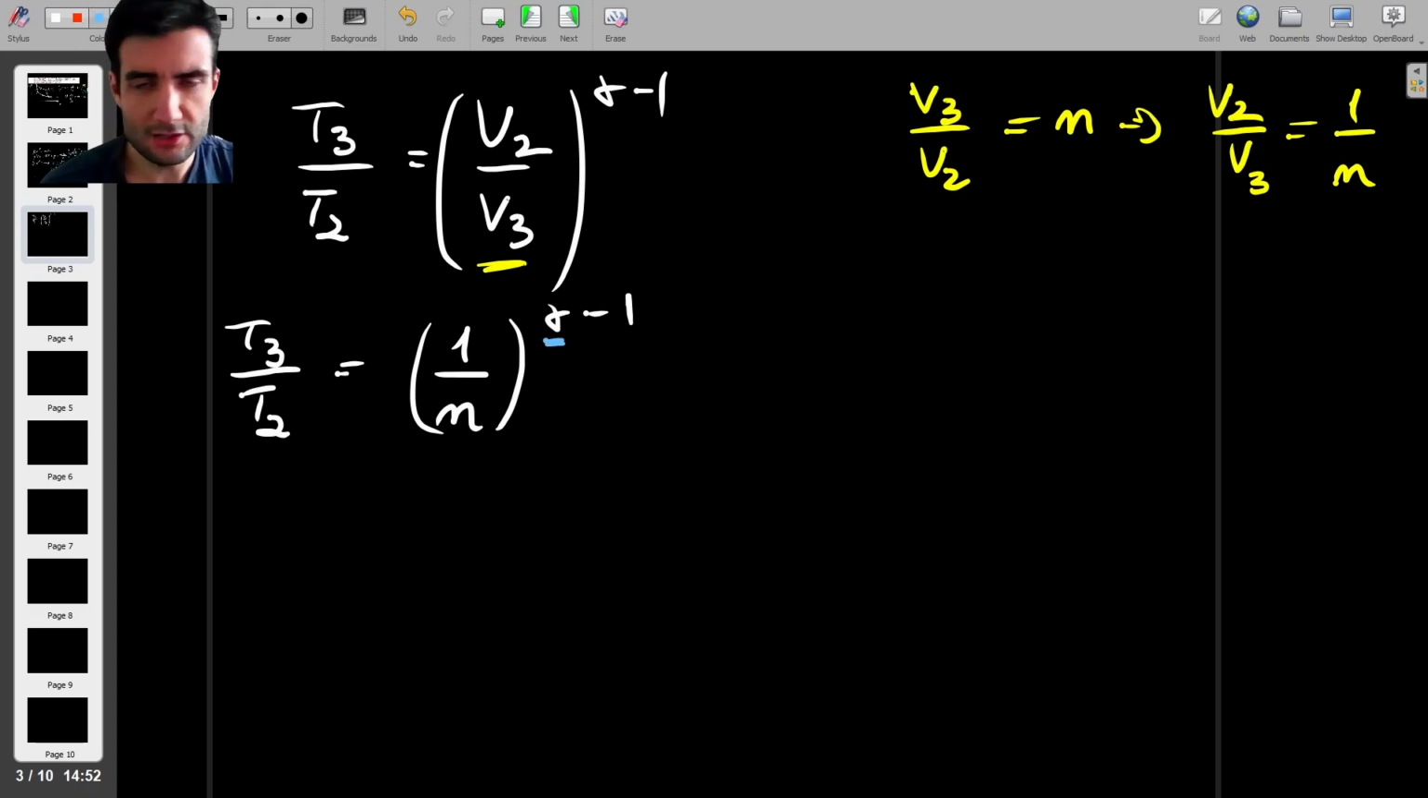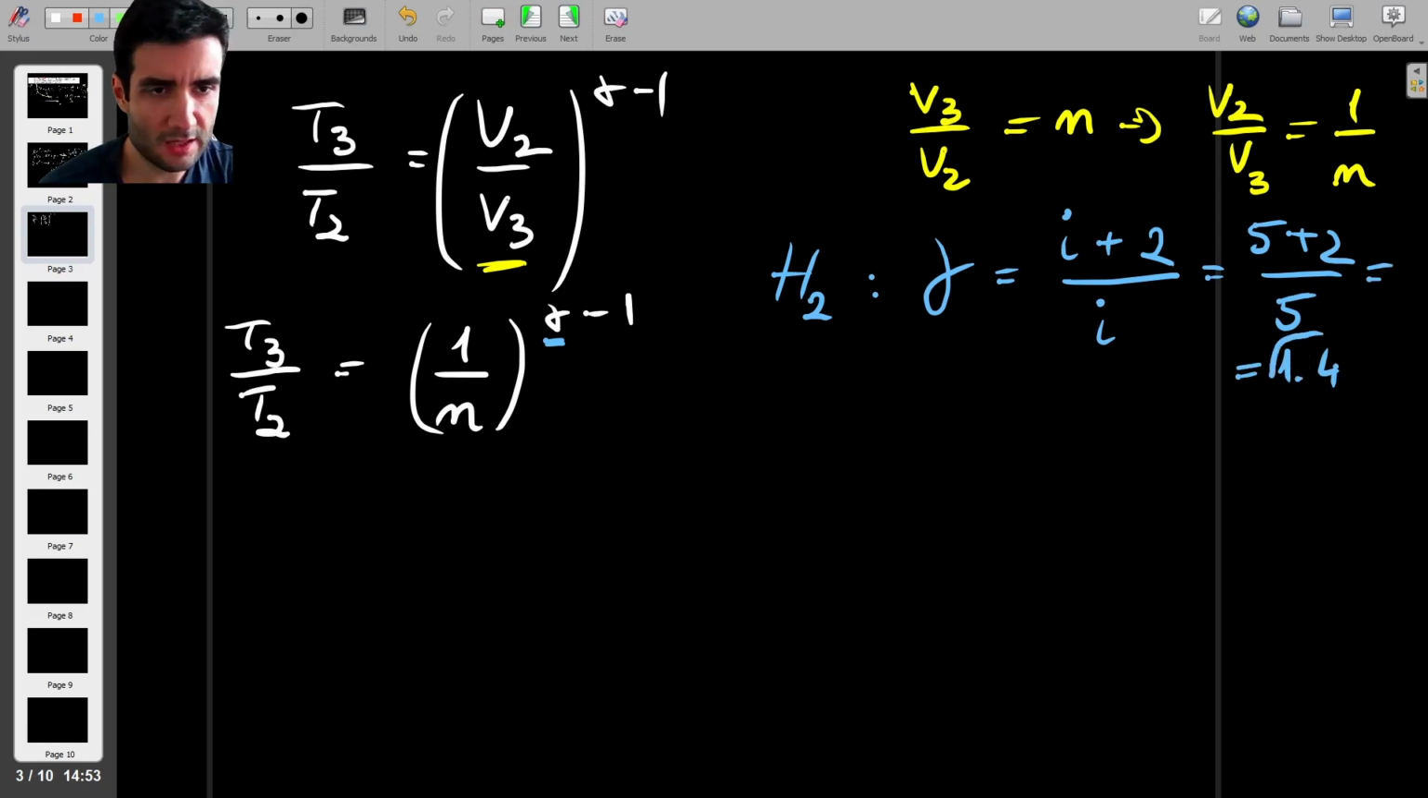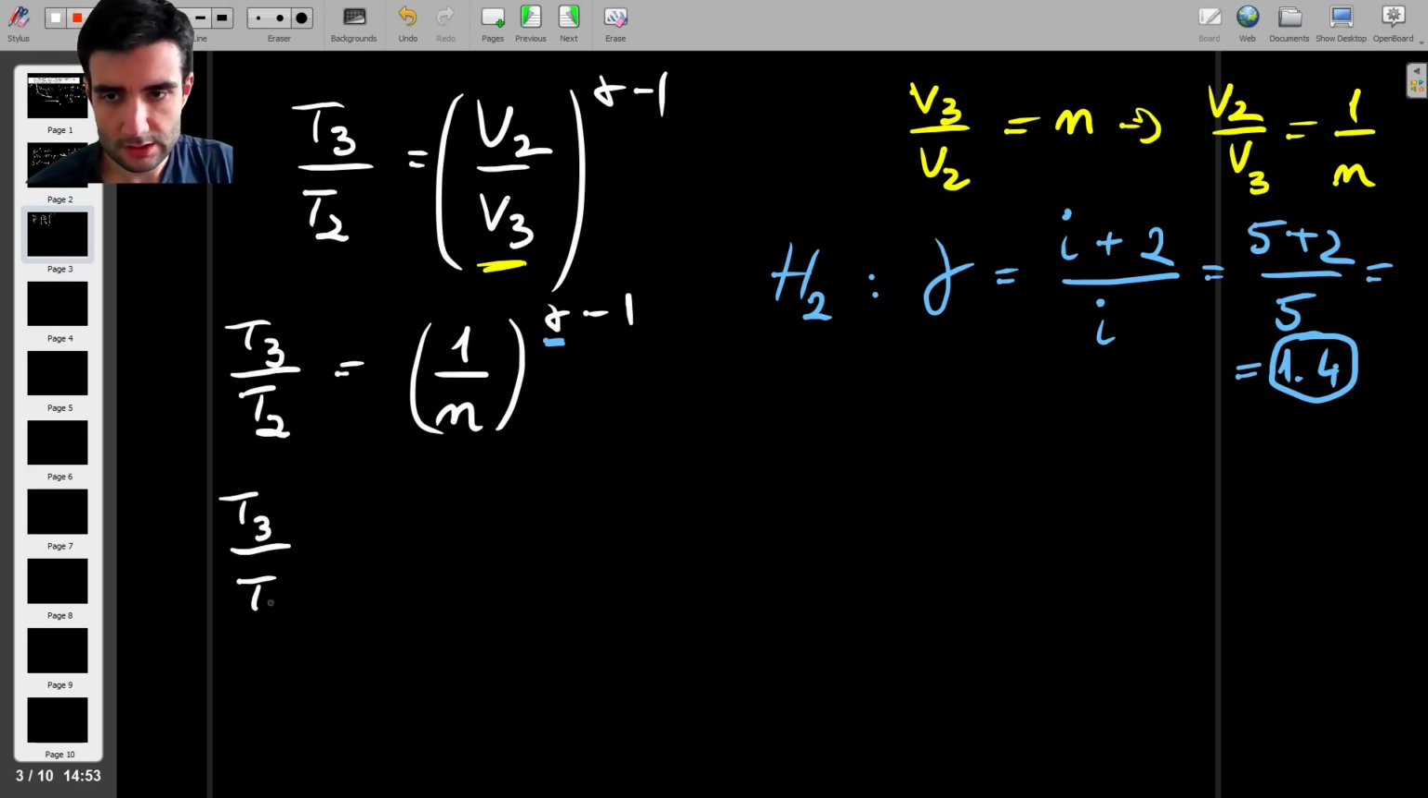So hydrogen is a diatomic gas, right? It's H2, which means that the gamma is equal to, so the gamma is always equal to the number of degrees of freedom plus 2 over the number of degrees of freedom, which for a diatomic gas, that's 5. So we've got this, and that's equal to 1.4, which is the same as for air. So T3 over T2 is going to equal 1 over 2 to the power 0.4.